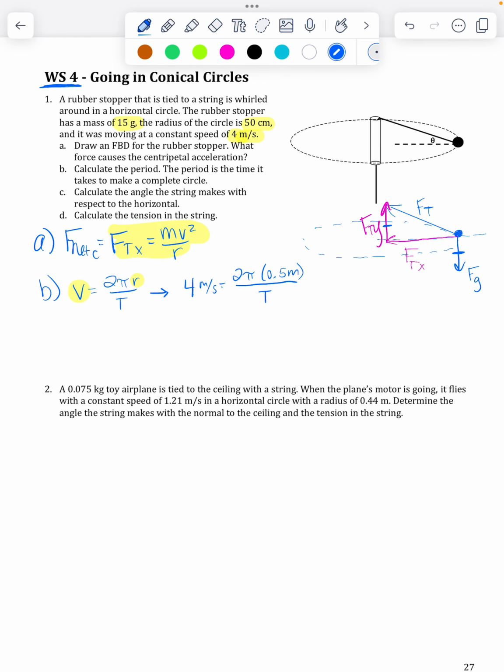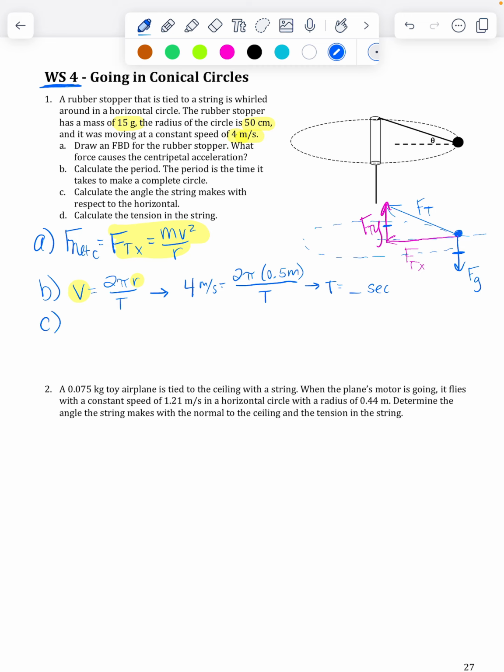All right, I'm not going to do that right now, but you guys can solve this equation to get a period. Period is going to equal something in seconds. So pause the video real quick, calculate that, and then compare with your neighbors so you make sure you have the right period. All right, now that you're back, let's do part C.